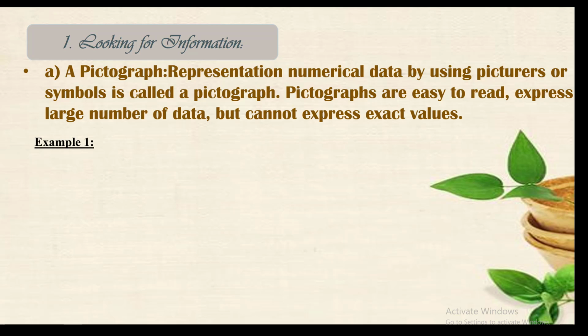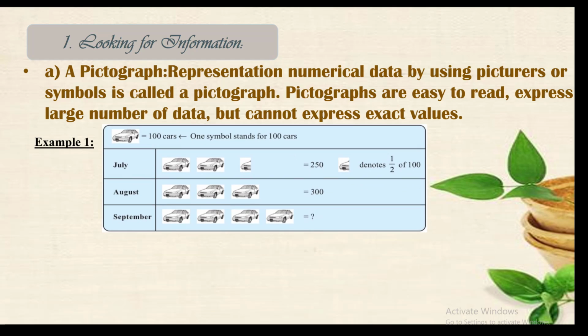Example 1. Below is a table showing the number of cars produced in 3 months, July, August, and September. Look at the table. One symbol stands for 100 cars. How many cars were produced in the month of July?